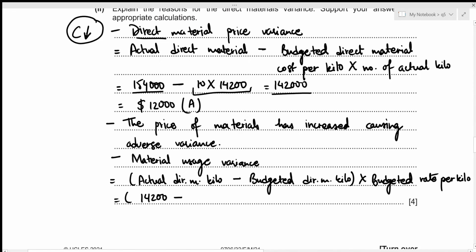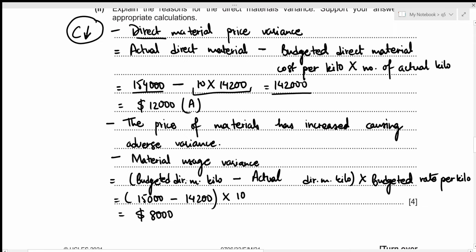Okay, so we can see that budgeted is greater than actual. So I'm just going to reverse their position. So this will be the budgeted and this will be our actual. So that's just going to be 15,000 minus 14,200, and we know that the budgeted rate per kilo is just 10, so that's times 10, which results in the material uses variance to have the value of 8,000.